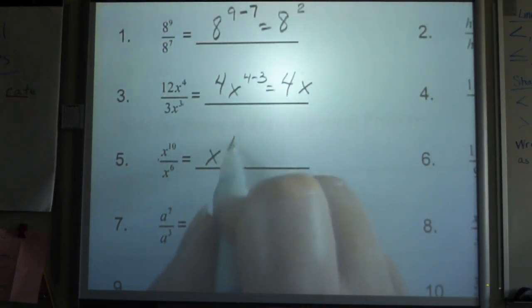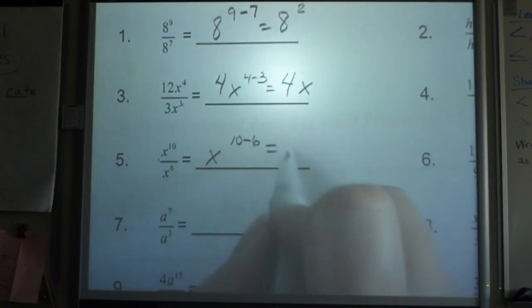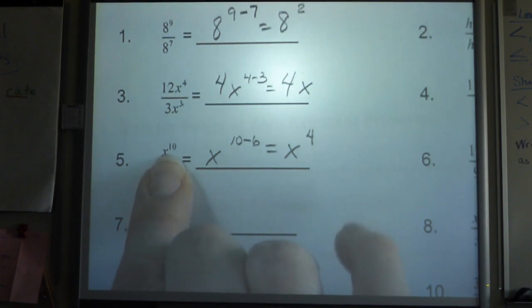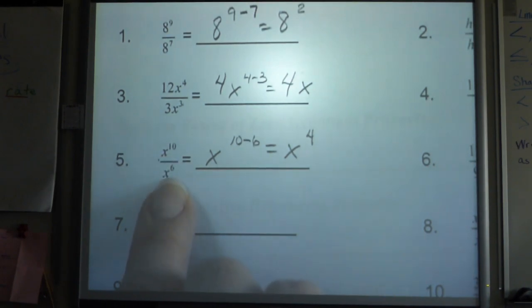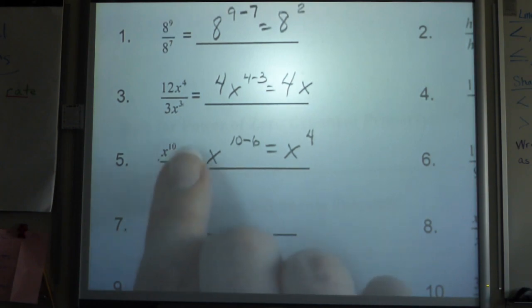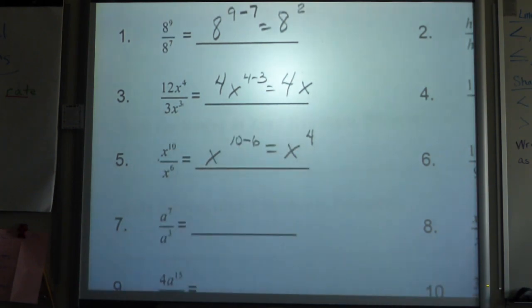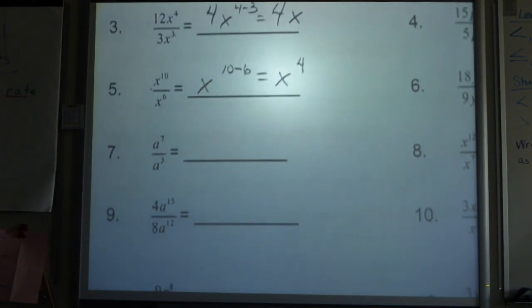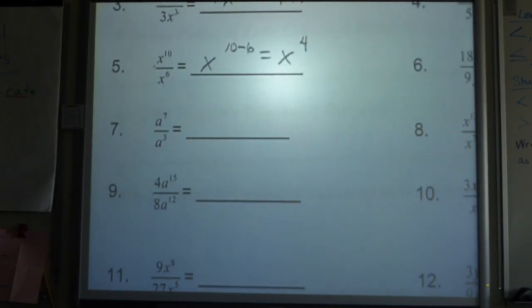Okay. X to the 10th over x to the 6th. That's going to be x to the 10 minus 6, x to the 4th. Okay, if we want to visualize 10 factors of x divided by 6 factors of x, these 6 factors of x will cancel out with 6 of these, leaving me with 4 factors of x.